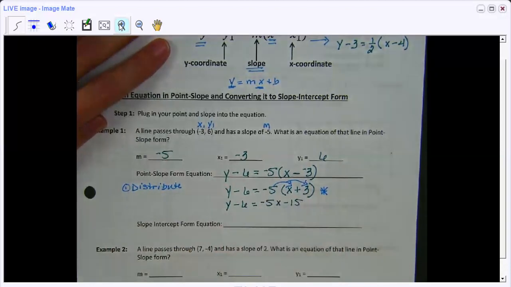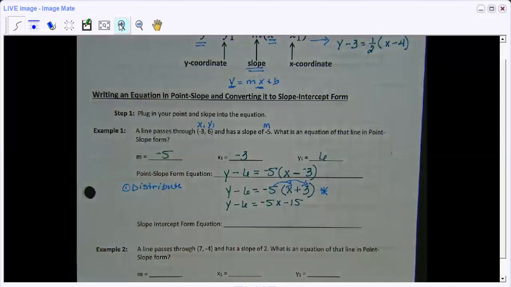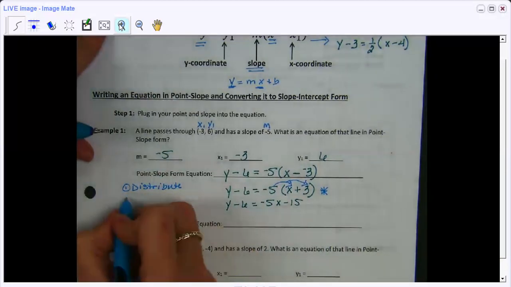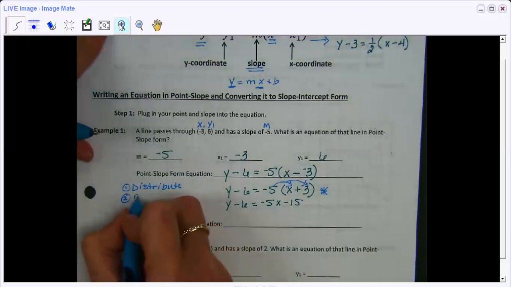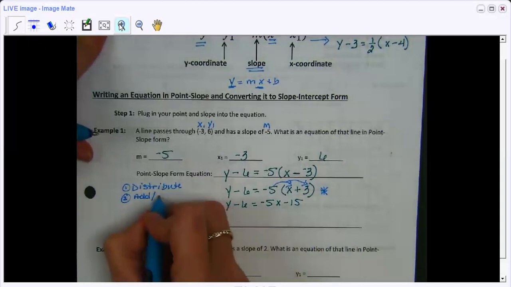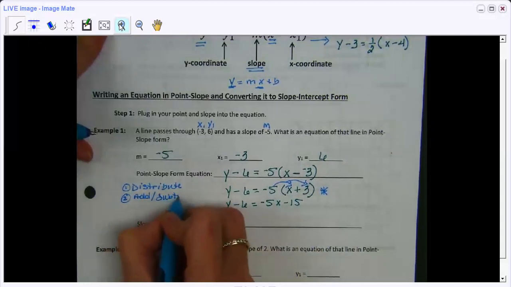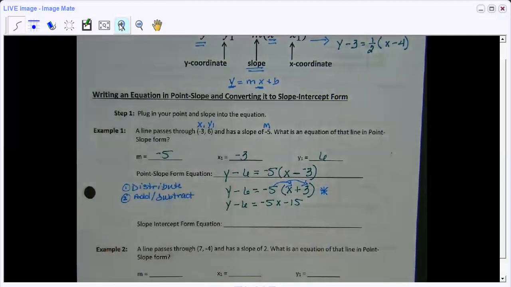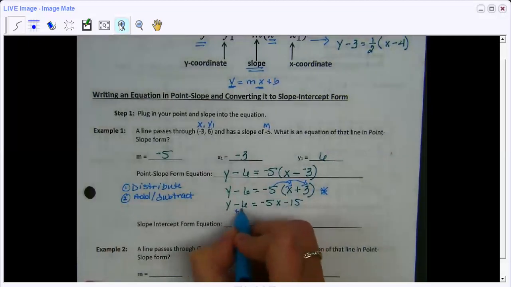Make sure you distribute it correctly. And then the last thing we have to do is move the 6 over by adding it. So our next step, and I would write these down, is that you would either add or subtract, depending on if this was a positive or negative. Okay, so I'm going to add 6 to both sides.